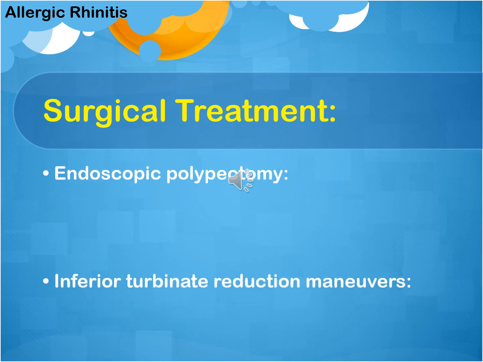As we told before, surgical treatment is only for complications or sequelae. If we get sinusal polyposis, we treat with endoscopic polypectomy. If we get chronic hypertrophic rhinitis, we treat with an inferior turbinate reduction maneuver. So surgery is only for complications. But allergic rhinitis is a medical disease.